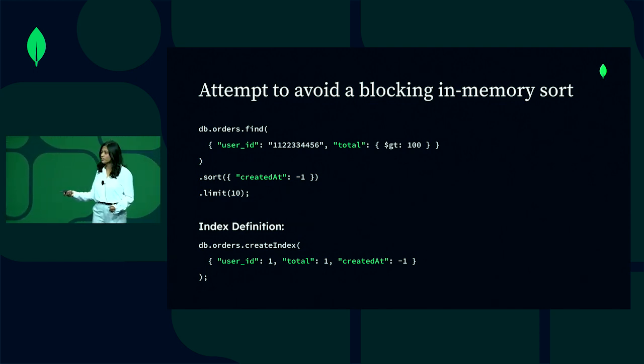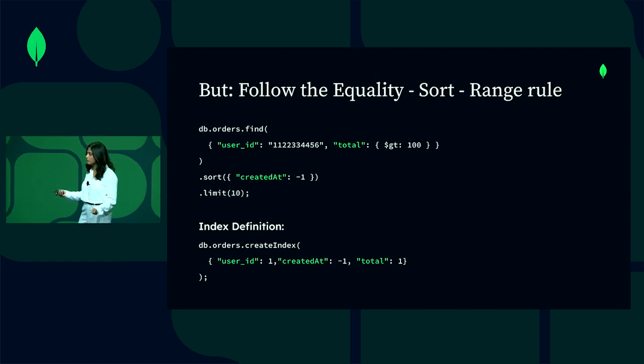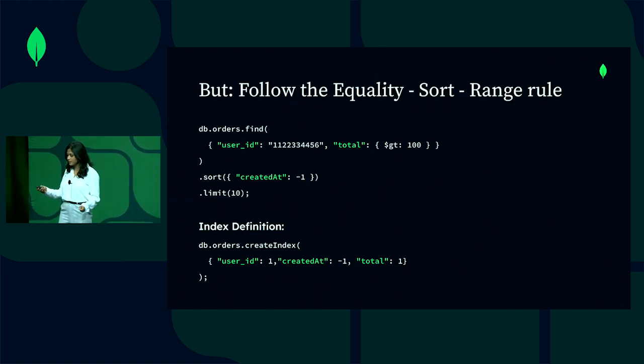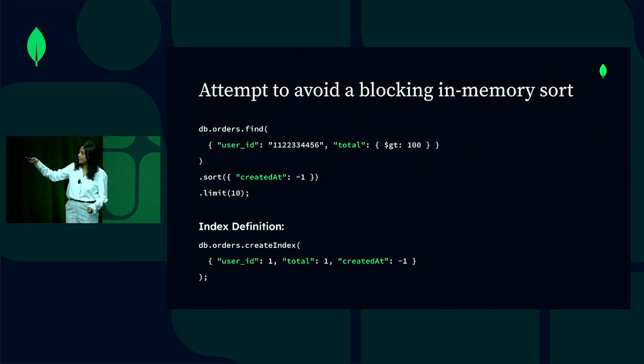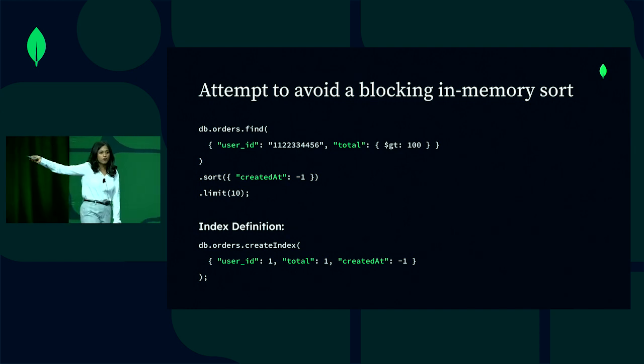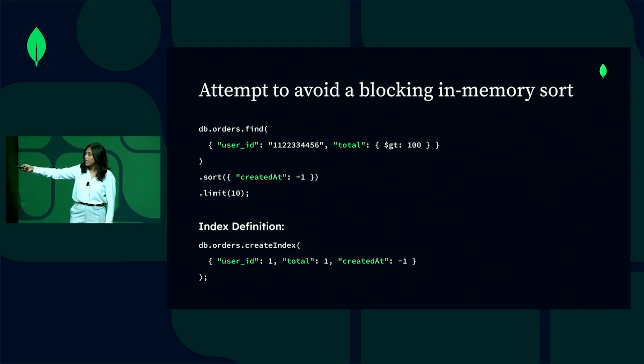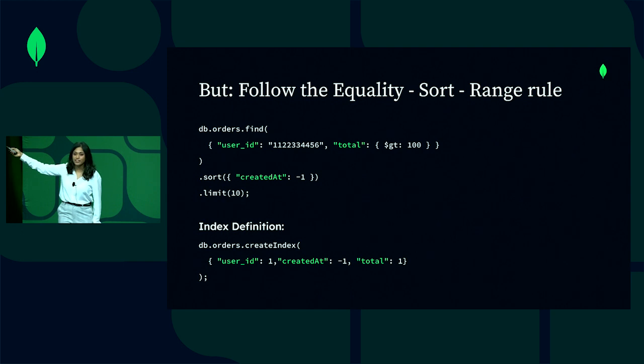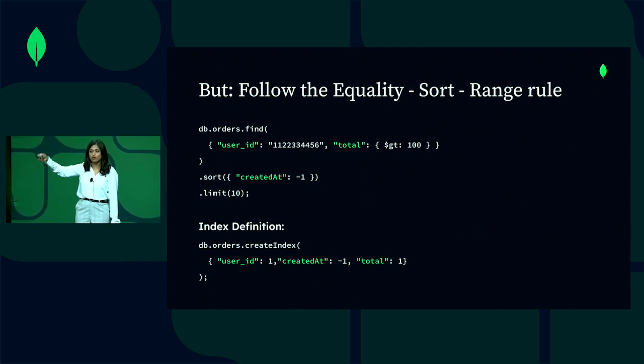Okay, I don't see a lot of head nods, so maybe there's something I'm hiding from you. There is. If you see the previous slide, and I'll go ahead, the total in the index is in the middle for this one, because we follow the pattern in the query itself, and the total in this one is at the end. And I'm saying that you should follow equality, sort, range to get the most optimum performance.